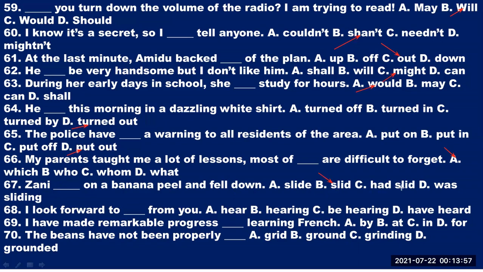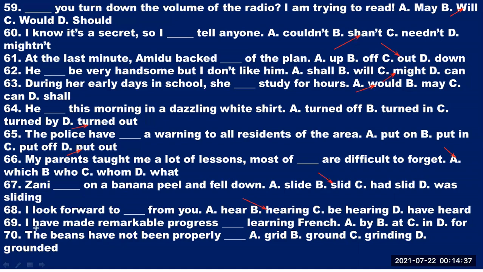Now, Zani had slid is not correct, was sliding is also not correct. Question number 68, I look forward to dash from you. Now, when we use the expression look forward to, then what should follow is a present continuous tense. I look forward to hearing. So B is appropriate. I look forward to hear from you is not grammatically correct. I look forward to be hearing from you is also incorrect. I look forward to have heard from you is incorrect.